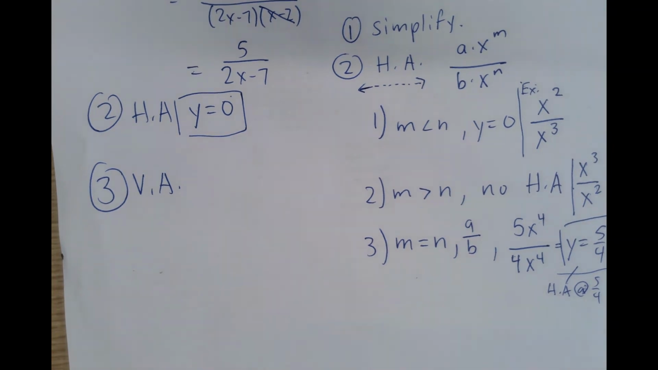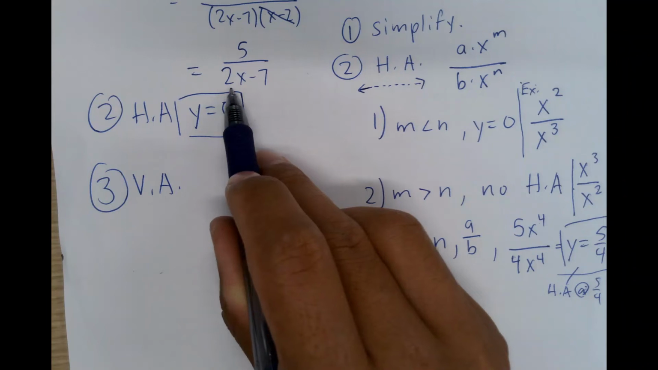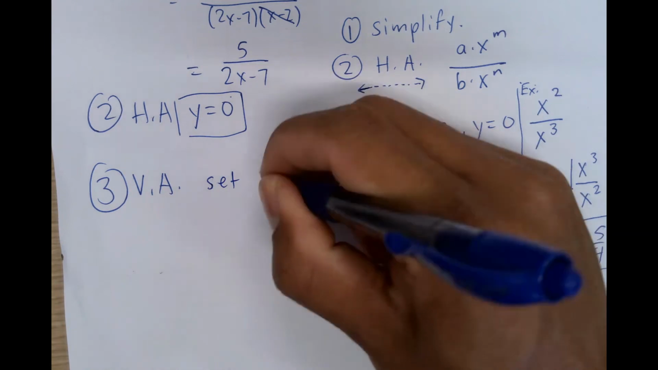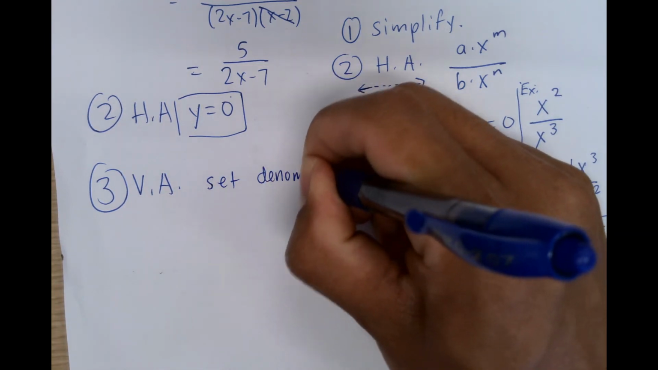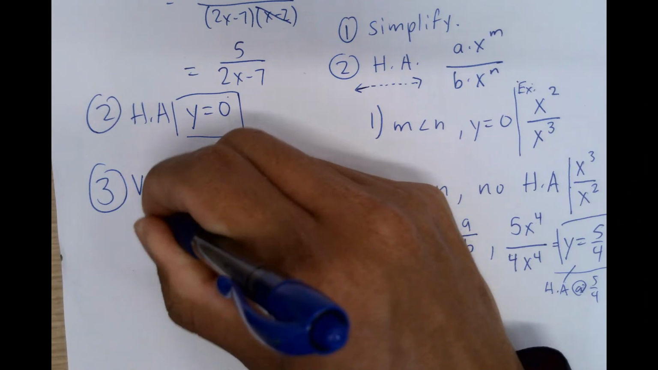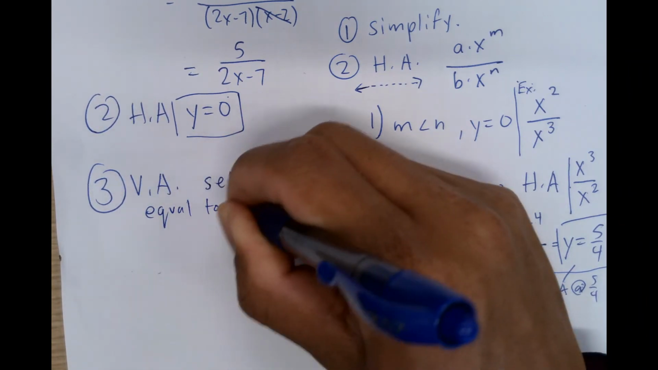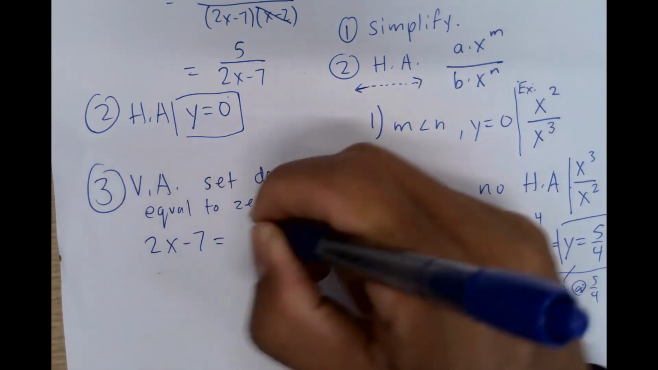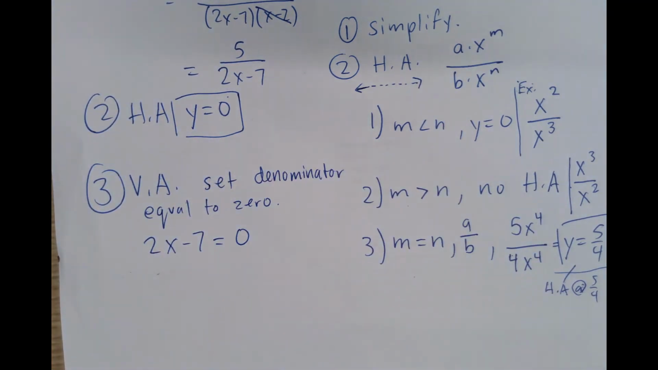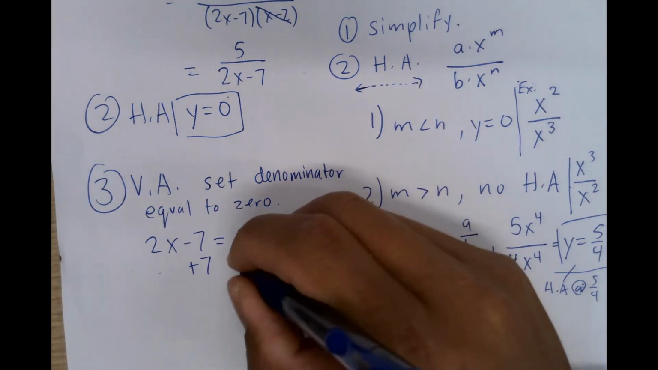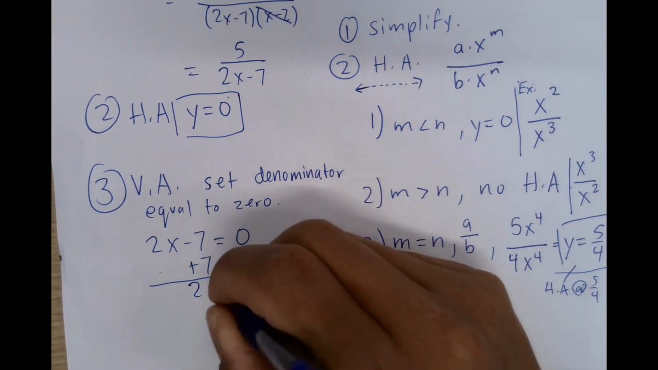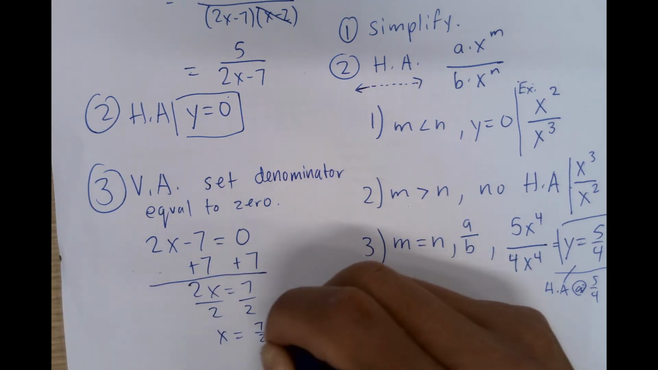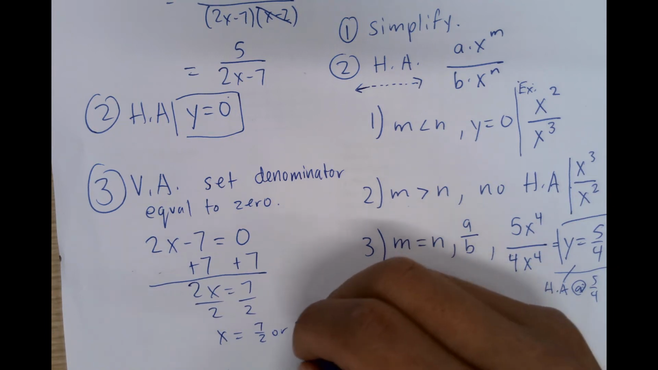So what we're going to do is set the bottom, or 2x minus 7, equal to 0. So set the denominator equal to 0. In this case, we're going to do 2x minus 7 equal to 0. And we add 7 to both sides. We get 2x is equal to 7, divided by 2, divided by 2. X is equal to 7 over 2, or it would be 3.5.